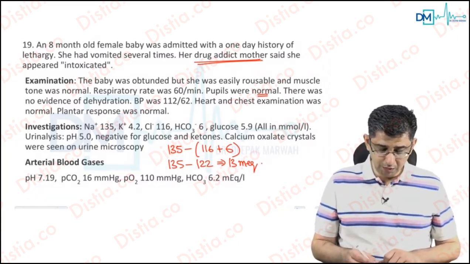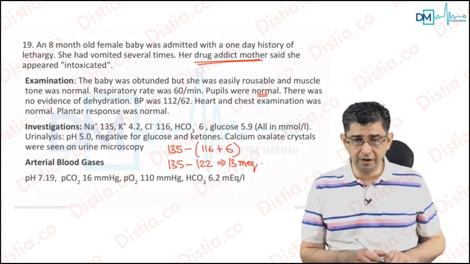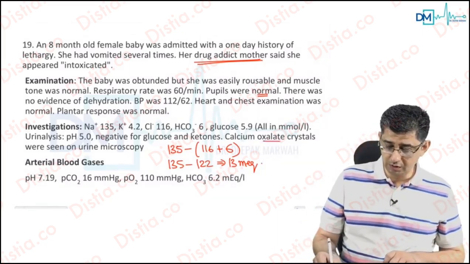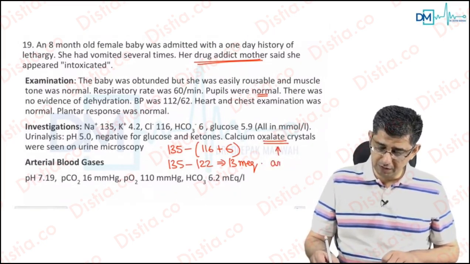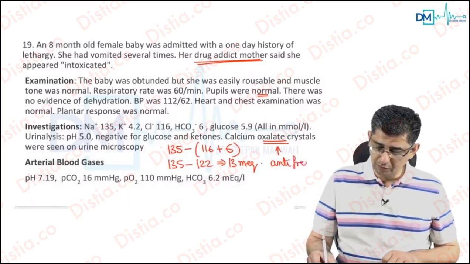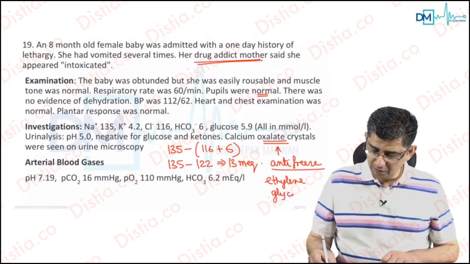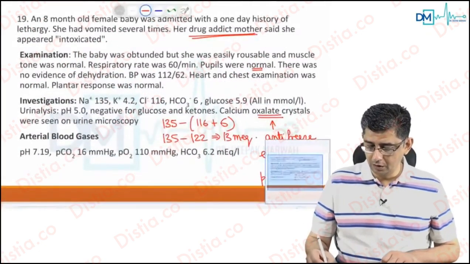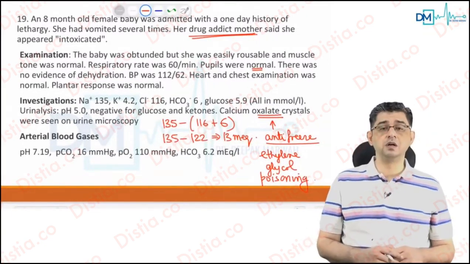In the urine analysis, pH is 5, okay, acidotic. Maybe the child could have been fed. Negative for glucose and ketones, so no ketoacidosis. Calcium oxalate crystals give you a clear hint that this is probably antifreeze ingestion. Antifreeze would be ethylene glycol poisoning in the patient. So remember the fact that ethylene glycol poisoning is a manifestation that is encountered with antifreeze.